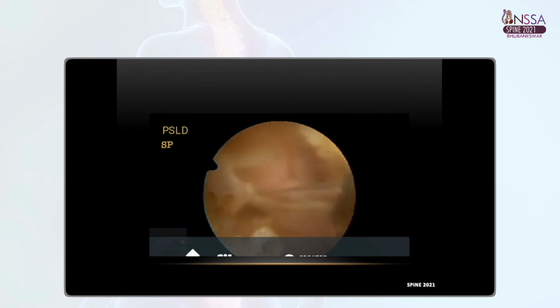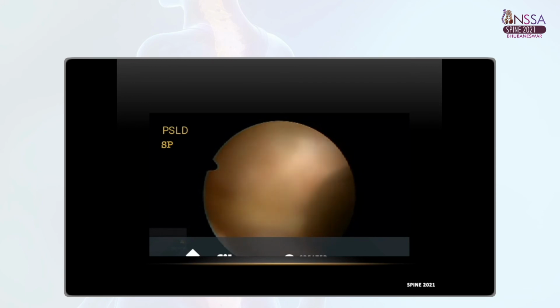This is a 4.1 megahertz radio frequency ablation, because of which there is literally no heat production. You can see the dura is right now free, and the Kerrison punch is being used over the dura to remove the tumor, compressing the dura and causing myelopathy in this patient. The level is D9, D10.